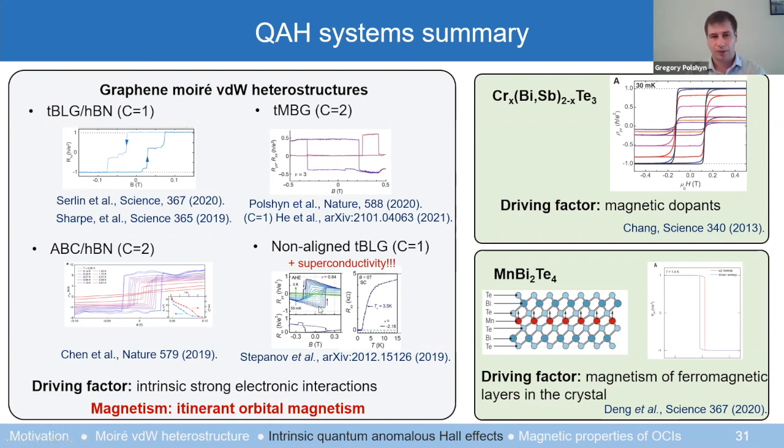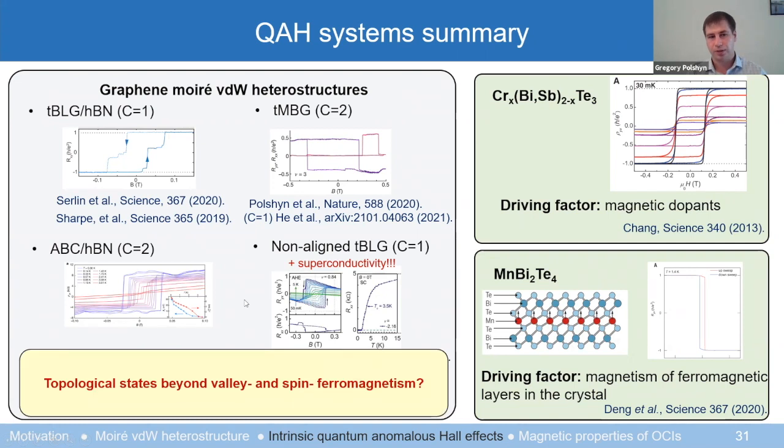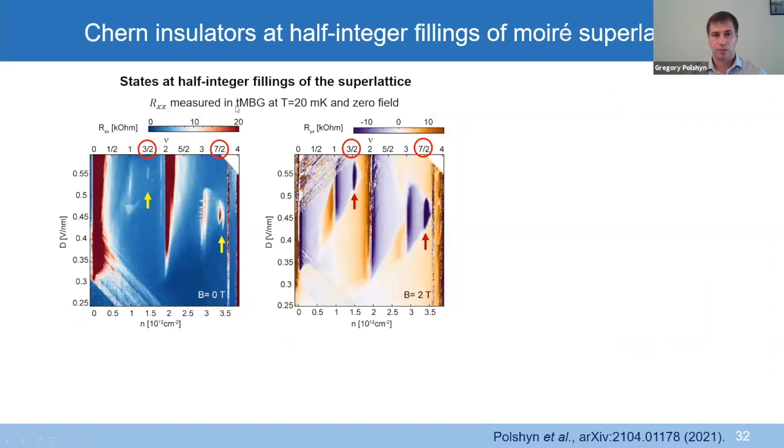So far I've been talking about correlated states, which could essentially be explained as interaction-driven spin and valley ferromagnetism. And one might wonder, is it possible to actually get more exotic topological states which go beyond this picture of valley and spin ferromagnetism? And next, I'm going to talk about one such state which we found in twisted monobilayer.